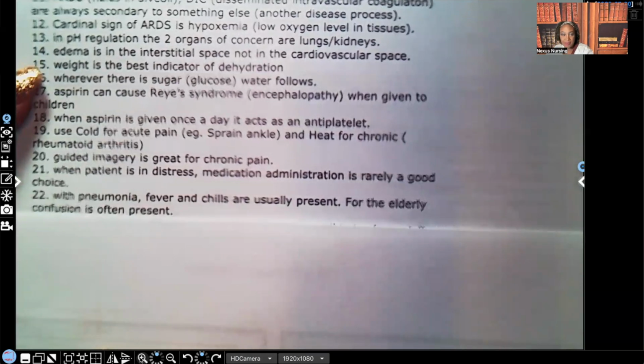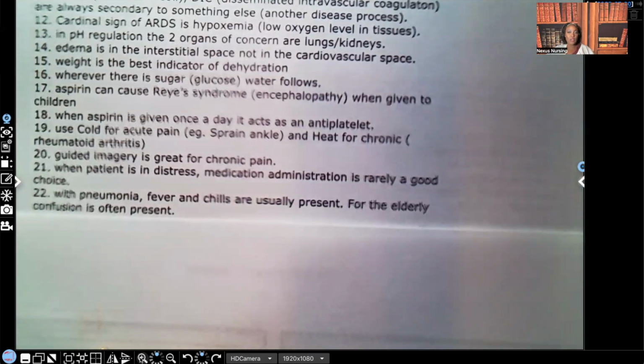With pneumonia, fever and chills are usually present. For the elderly, confusion is often present. Let's talk about that. And this is not only pneumonia. I don't know why they put pneumonia. This is with infection, period, because it's also with UTIs, but let's talk about it. So with pneumonia, the patient's going to get these generalized systemic symptoms such as a fever, such as the chills, absolutely.